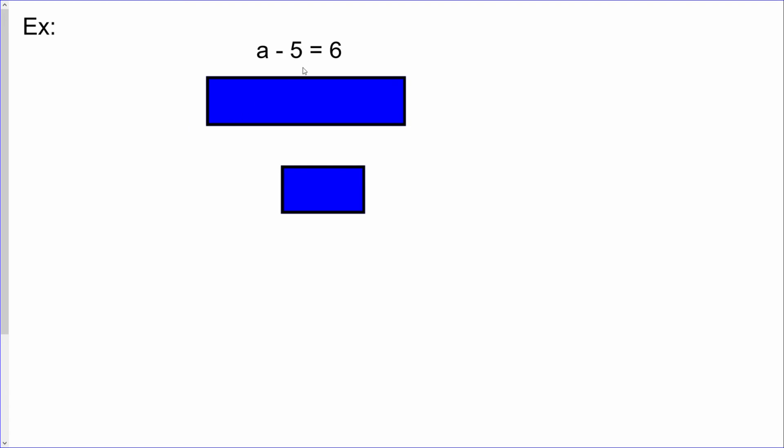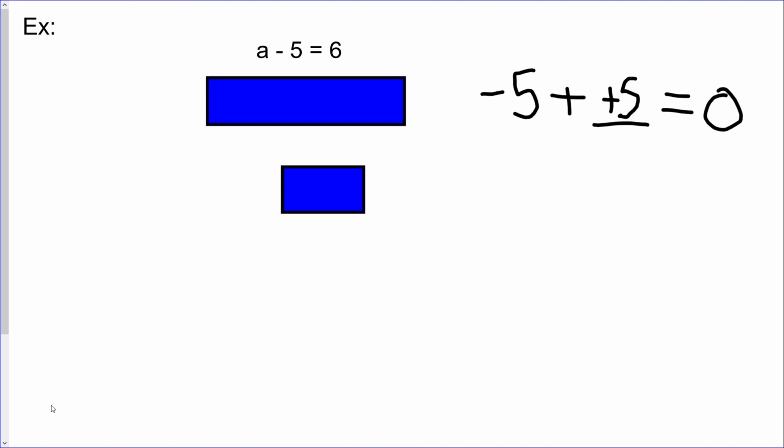Now, remember, we're trying to get rid of that -5 because we want the a all by itself on one side of the equal sign. So if we have subtract 5, if we want to make that equal to 0, we want something that added to or subtracted from -5 would equal 0. So -5 plus something equals 0. And if you remember back from our integers unit, you can use the opposite integer to figure out what that is. So we can take -5 plus +5, and that will equal 0.